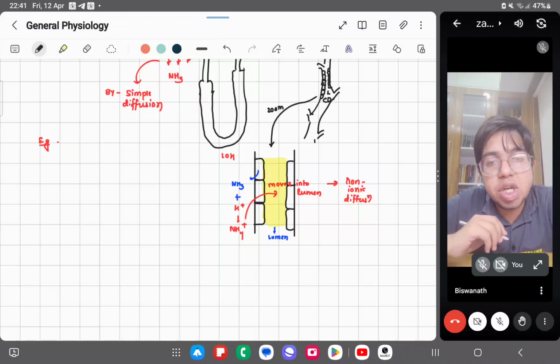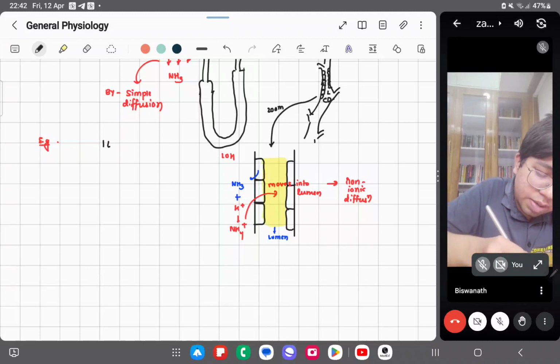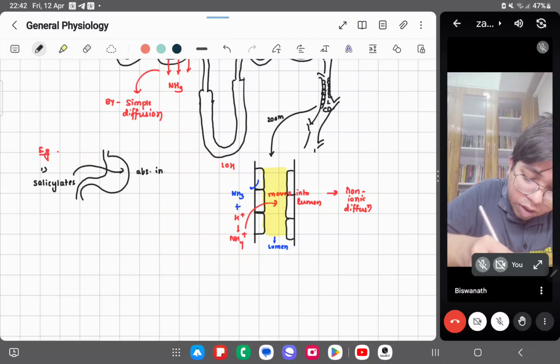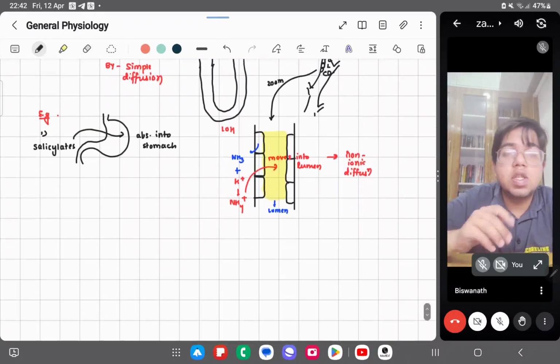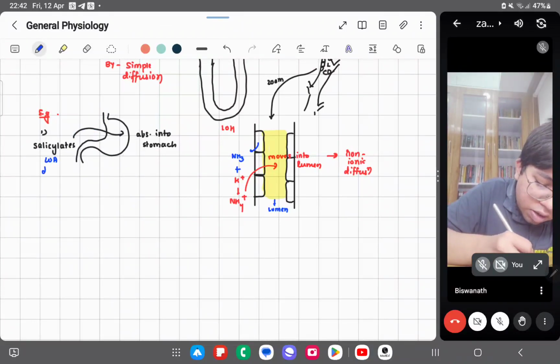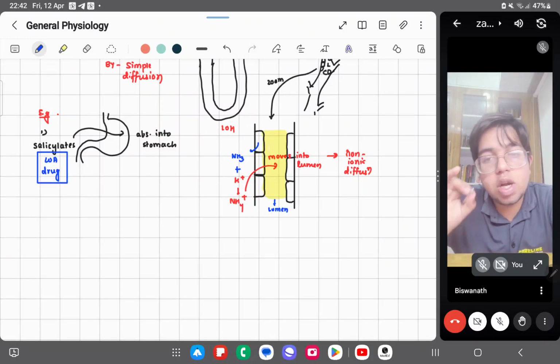There is secretion and absorption of weak acids in the stomach. Some drugs like sodium salicylate, you might have heard that drug. If you haven't, just leave it. Salicylates are absorbed in the stomach by this process. Salicylate is basically a weak acidic drug, and it is absorbed into the stomach by this non-ionic diffusion.